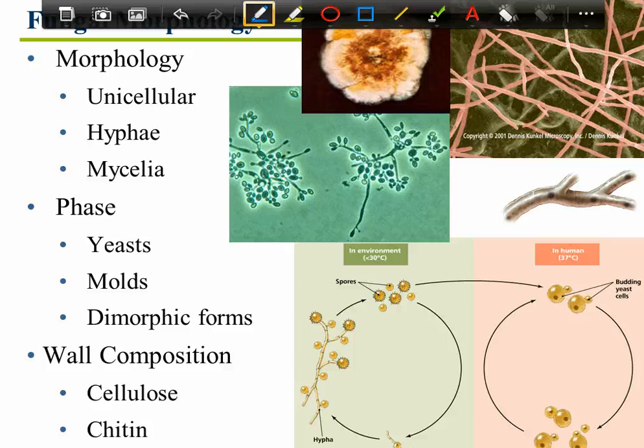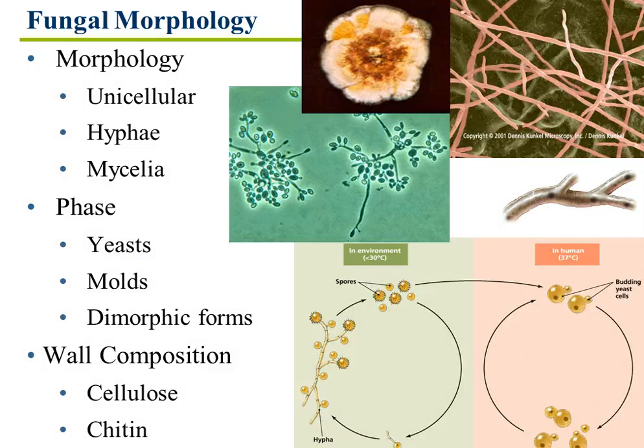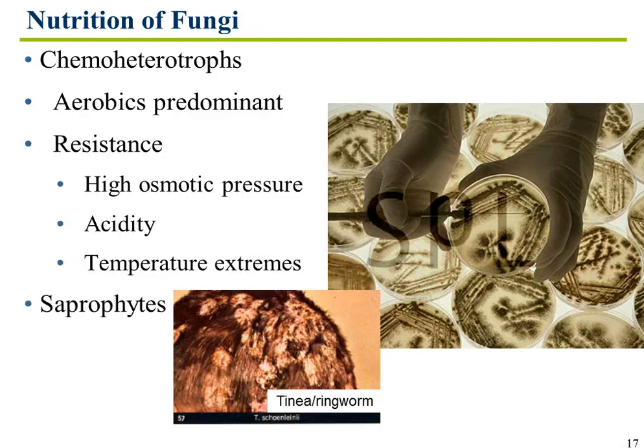So, again, yeast, unicellular. Molds have hyphae, multicellular. Some fungi exist only in a yeast stage, and some exist only in a mold stage, and some can flip back and forth, dimorphic. They have cellulose and chitin in their walls, generally. They're chemoheterotrophic, like you. Aerobic, extremely resistant to environment, but luckily most of them are free-living and don't interact with us.